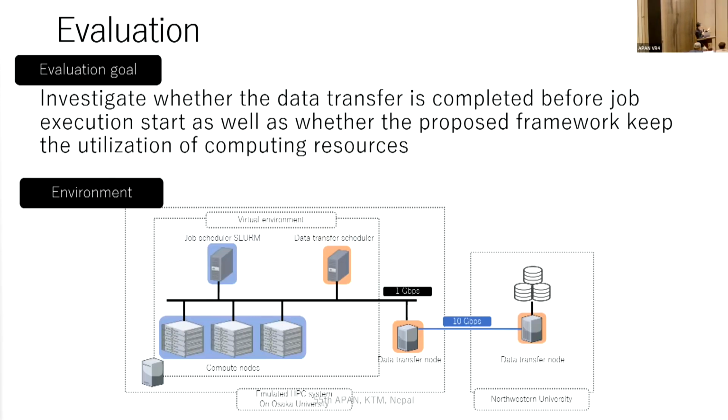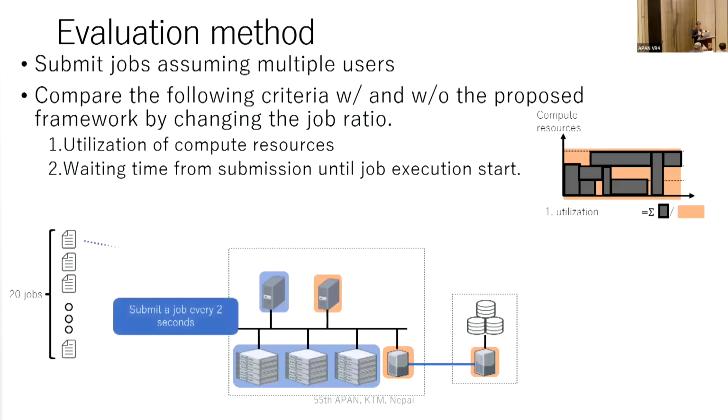is spanned over the US and Japan. The right side is Northwestern University. On the Northwestern University side, one of the VPNs is located, and on our side a VPN is also deployed, and the prototype of the scheduling system is deployed on the Osaka University side. So the evaluation method is very easy.